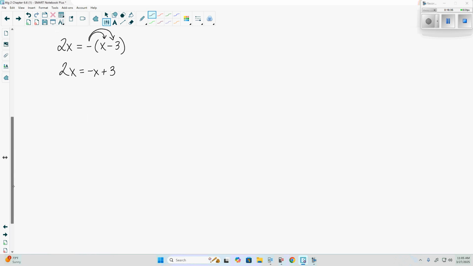Now, again, we don't have any squares. We don't have x squared, x cubed, x to a power greater than 1. So we need to get x by itself first. So we can add x. 3x equals 3. And last but not least, divide both sides by 3. x is equal to 1.